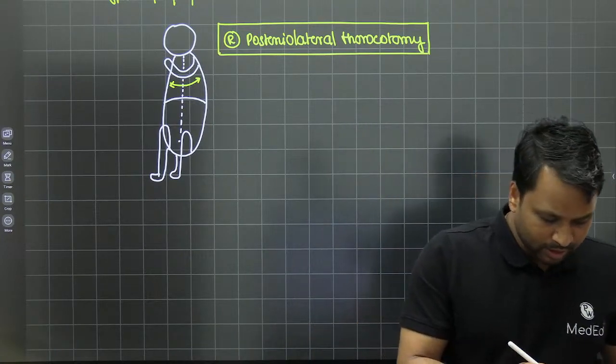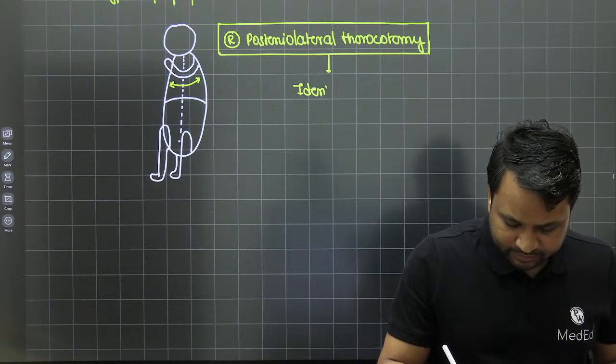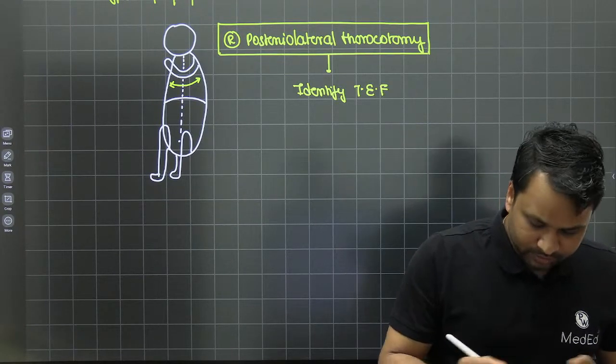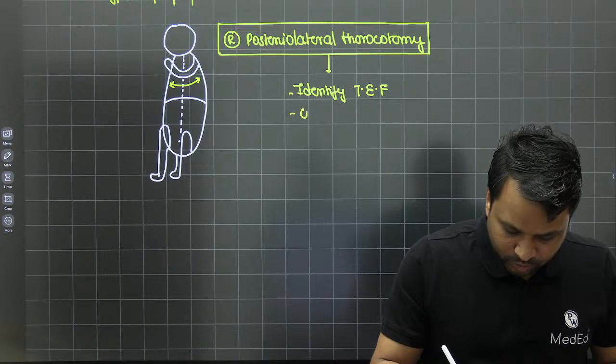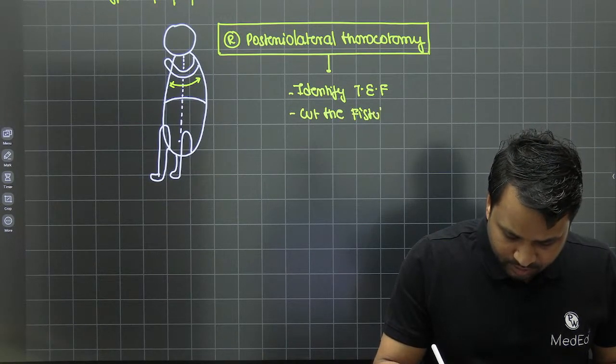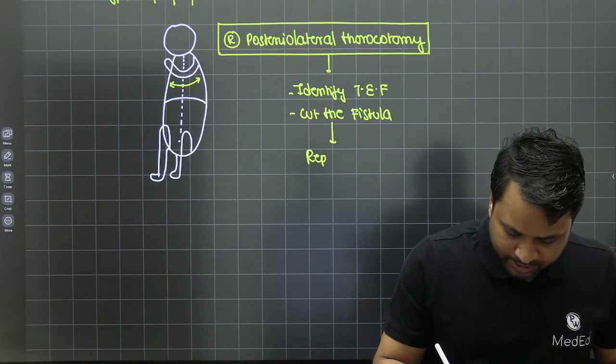So right posterolateral thoracotomy. Now, once you're done, we are going to identify the tracheoesophageal fistula. We're going to cut the fistula. Now, once the fistula is cut, I'm going to repair the trachea.